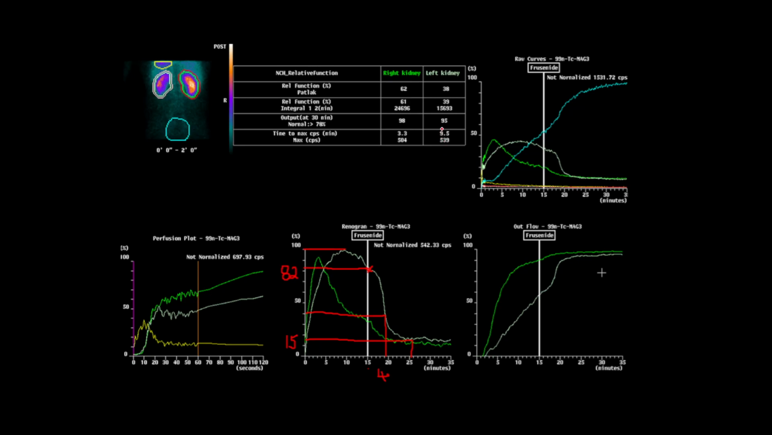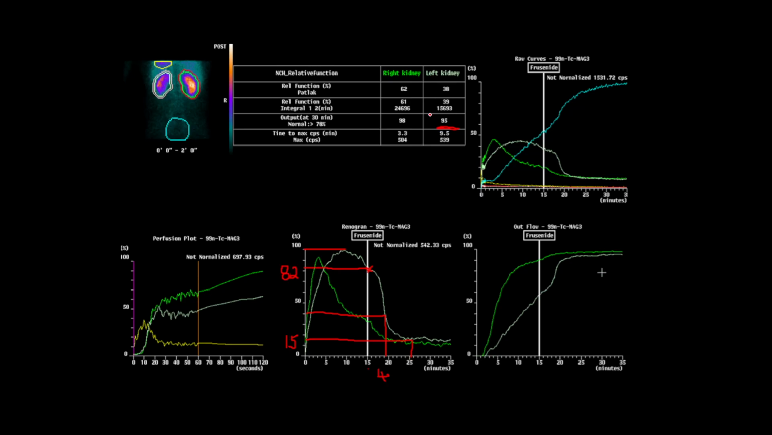We can also see that the output efficiency is back to normal, 95, and you can see the curve, despite some initial hesitancy, it's got up to pretty much the same level as the normal right kidney. So this is really what our baggy pelvis looked like in the first example we saw.